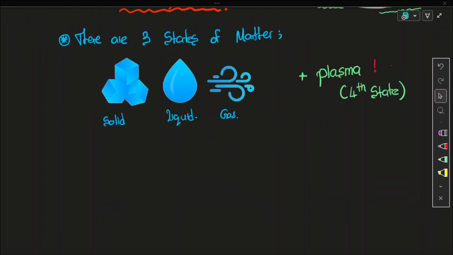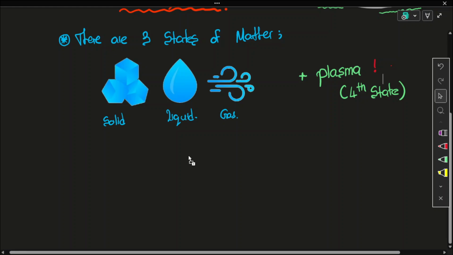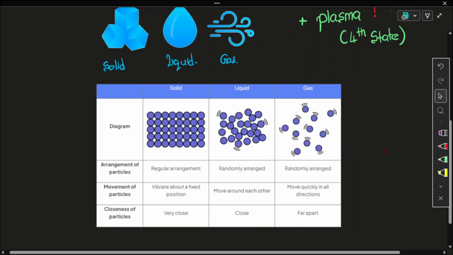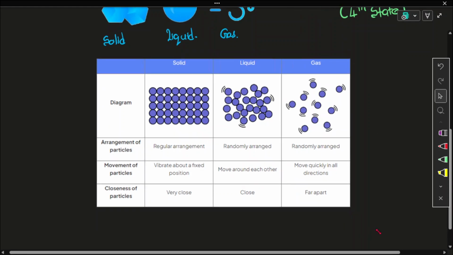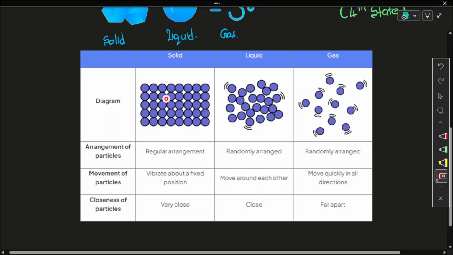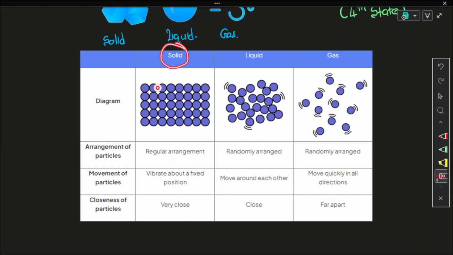Now, scrolling down, I'm going to introduce you to these three particular states and what you should know about each state. All right, so let us focus in on this table. I'm going to make it a little bit bigger. So first of all, you can see column 1 denotes all the solids, and then following, you have liquids and then you've got gases. Now, the first thing that you have to focus in on here is the arrangement of particles being displayed.